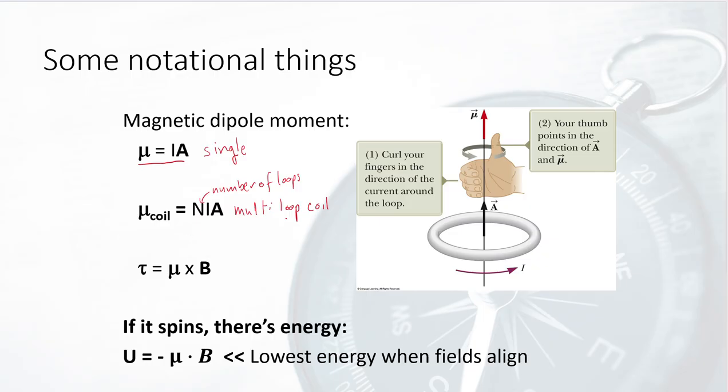And utilizing this, we can also write a more trimmed down version of torque, where mu here can substitute for this or this, depending on whether you're looking at a single loop or multi-loop system. Now, the idea, again, with torque is that the angle between them is dependent as drawn from your area vector down to your magnetic field vector.